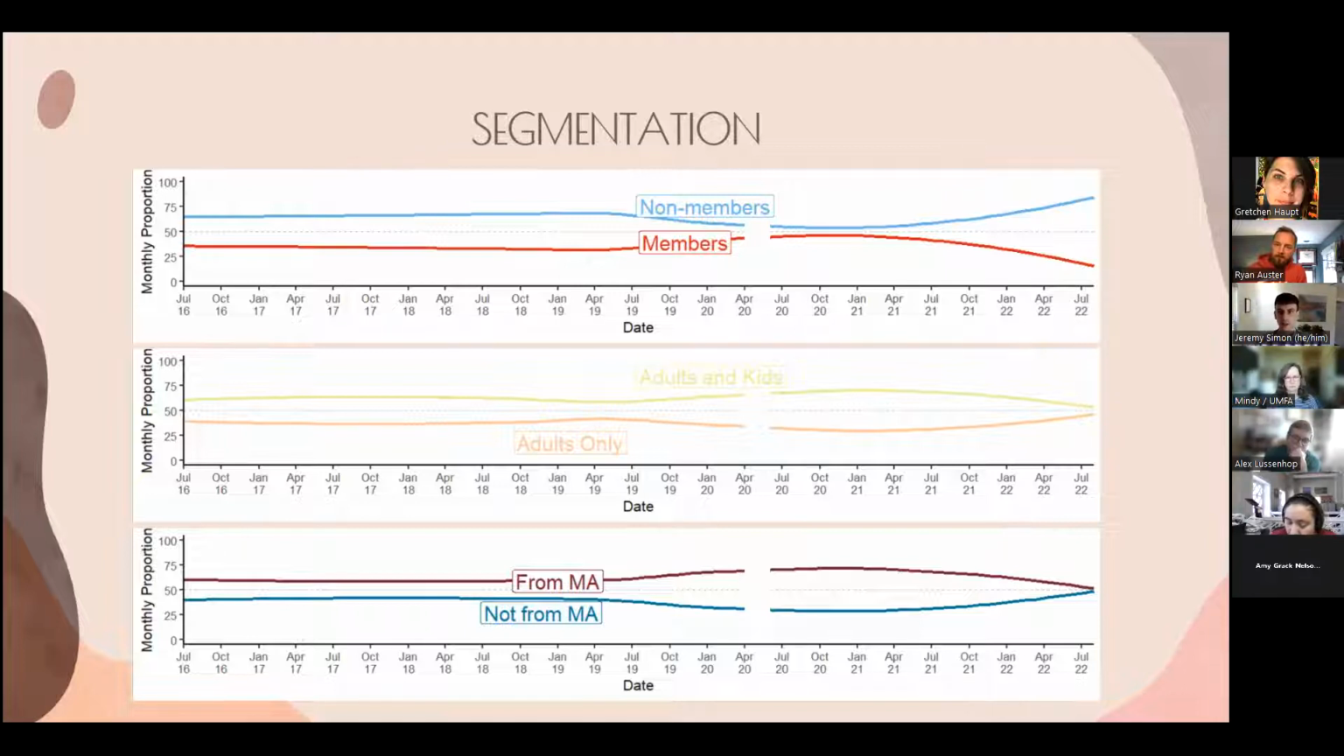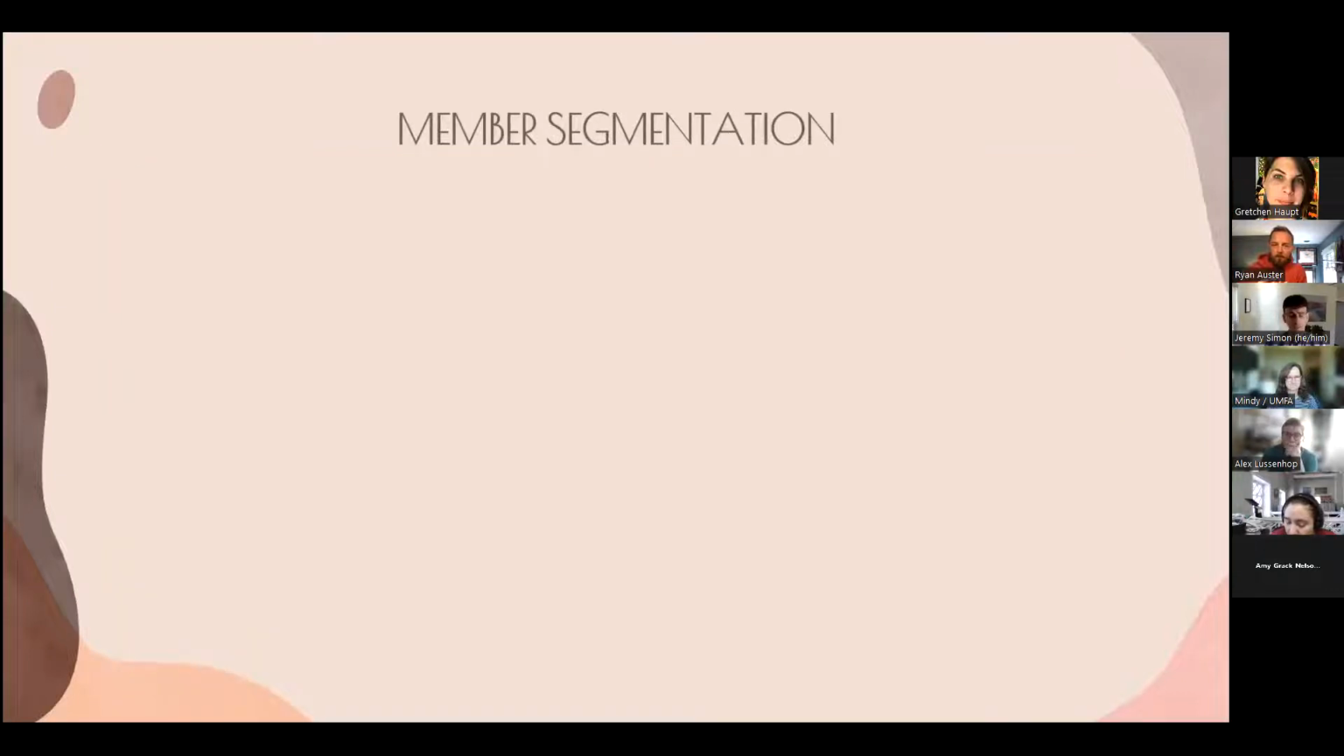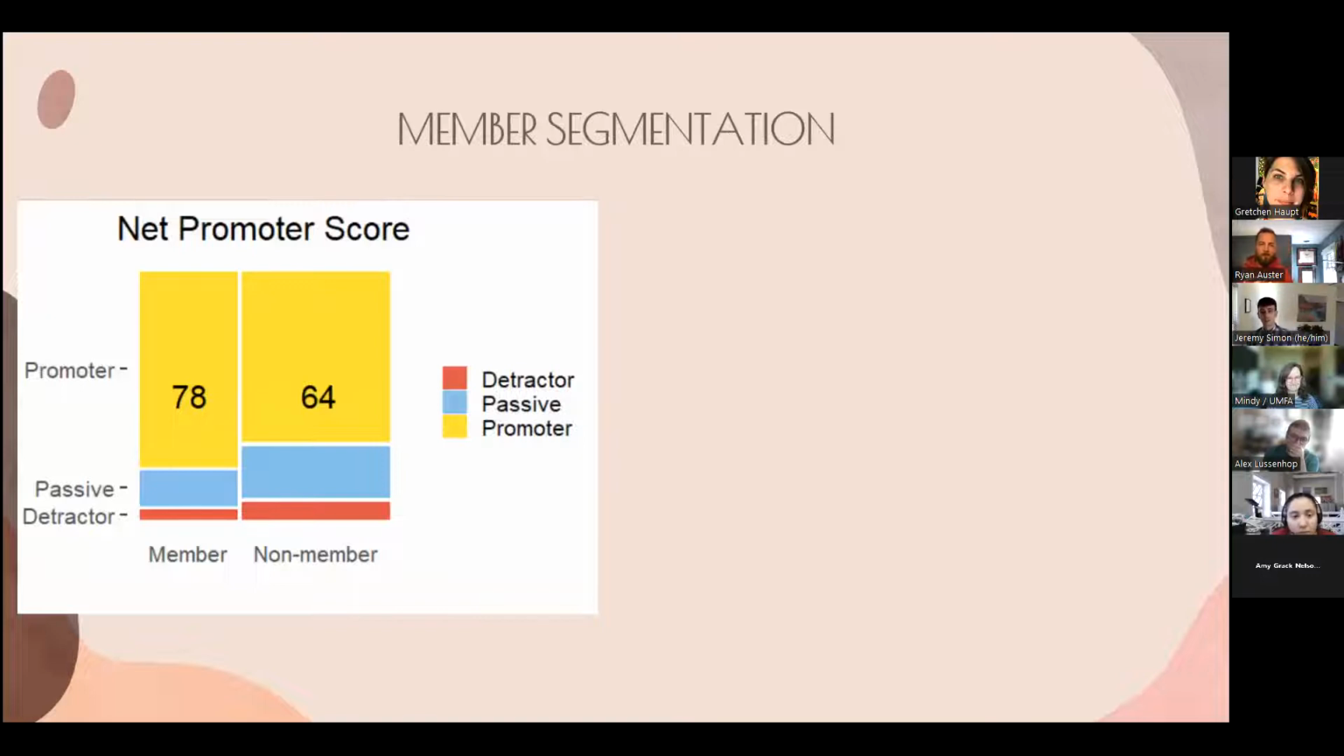So just to show you a few other things that looked interesting, when we segment by member, here's Net Promoter Score. The members' Net Promoter Score is a 78, the non-members is a 64. This is a mosaic plot, which you don't see very often, but I love. It's a way of visualizing two categorical variables at the same time. Here the x-axis is whether you're a member or non-member, so the width of these columns tells you the proportion in the whole sample of members versus non-members. You can see it's like, call it 60% non-members to 40% members. And then the y-axis shows the proportion in each of the categories. So you can see very easily that members are more likely to be promoters than non-members are. Non-members are more likely to be detractors. That's maybe not surprising, but nice to see confirmation that members like the museum.